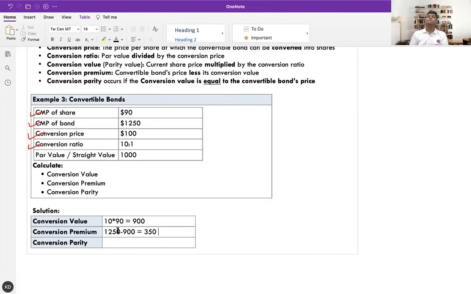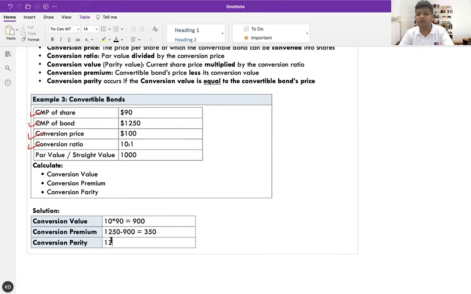So that point at which your share price will reach, so that you can recover your investment in the bond, that is what conversion parity is. So can you read what is conversion parity? Conversion parity occurs if the conversion value is equal to the convertible bond's price. Right now your conversion value is 900. When will the parity happen? When your conversion value will be 1250. Clear? That's your investment in the bond.